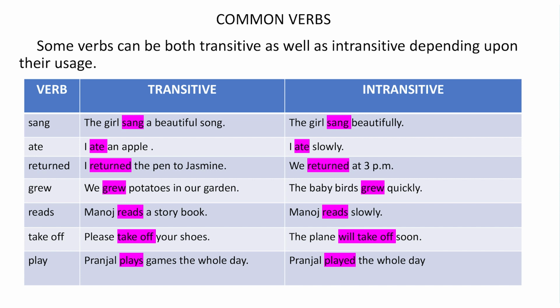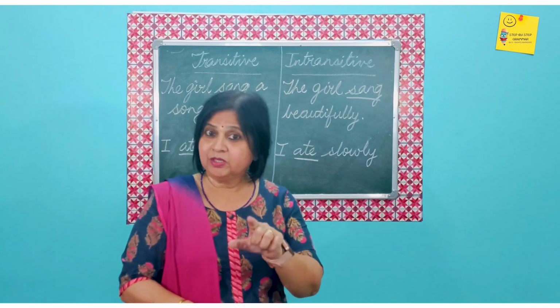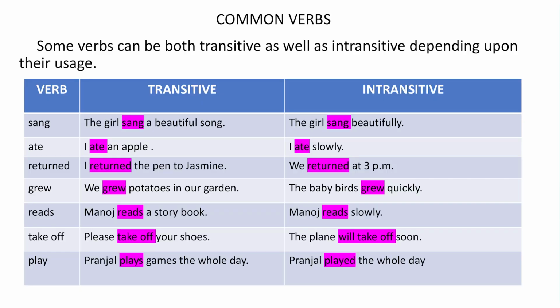Similarly, all the other examples that are there, just come to the last verb, that is play. When it is being used as a transitive verb, we've given the sentence, Pranjal plays games the whole day. So the play we've conjugated as plays, that's absolutely correct. Plays what? Games. So games is the object. And when it is being used as an intransitive verb, Pranjal played. We've made it into the simple past. Played the whole day. Played what? Is there any object after that? No. So this is intransitive.